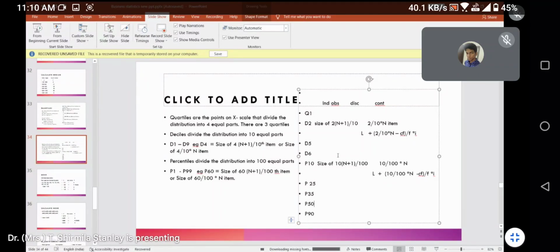So can you write for D5, D6? Can you fill up this chart? Individual and discrete will be giving you the same formulas. Continuous alone will differ. How I have written, same way I want you to also write. Meanwhile, I will take attendance. Complete this chart, including Q1. What will be the formula for individual and discrete and continuous? Then what will be for D5, D6, P25, P35, P50, P90?